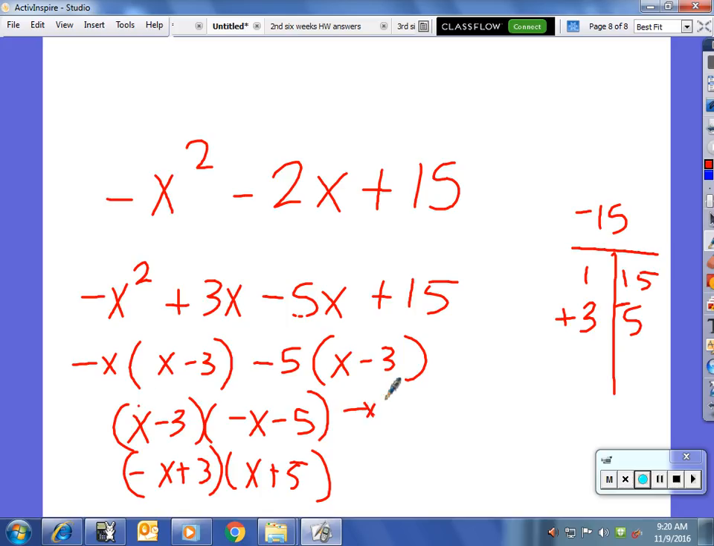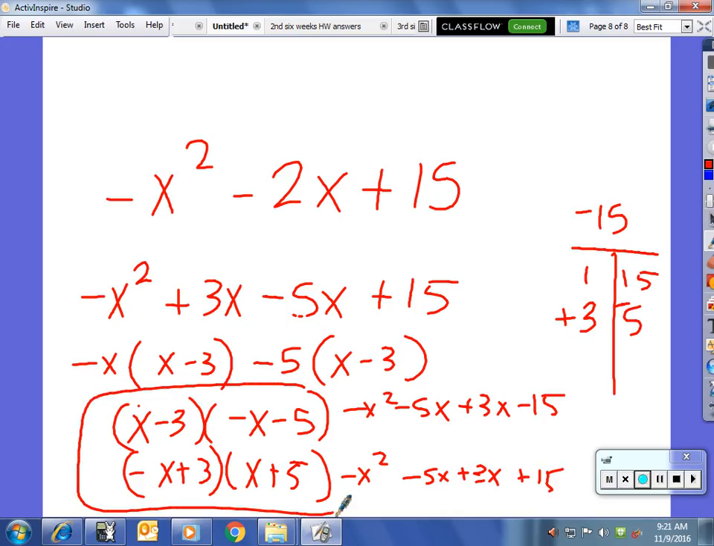Let's check them both. That would give me negative x squared minus 5x plus 3x minus 15. So that one works. This one would give me negative x squared minus 5x plus 3x plus 15. They both would work. Either one of these would be correct. So sometimes there's more than one way. Yes? Oh, I'm sorry. This is supposed to be positive 15. Negative 3 times negative 5 is positive 15. Good eye. Thank you. So they do both work.